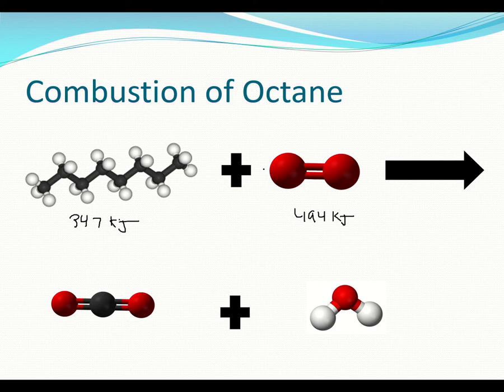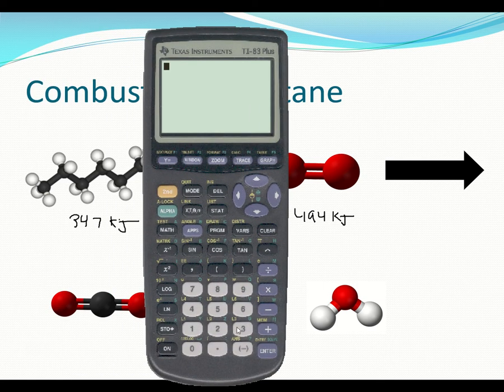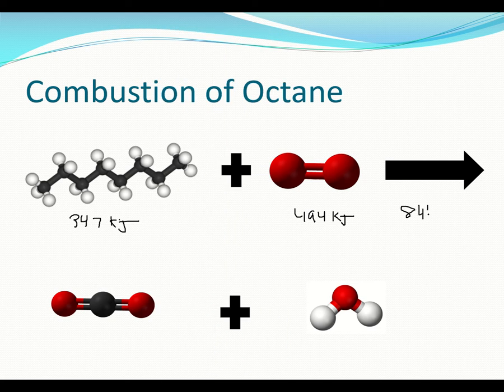So to start this reaction, I need to input some energy. So I need to input this much energy to break those apart. So if I just go 347 plus 494, I get 841. So it requires 841 kilojoules of energy to start this reaction. This is why gas doesn't just spontaneously explode. You need to put in energy, and when you spark gasoline, it breaks these bonds, and that's how much we would need.